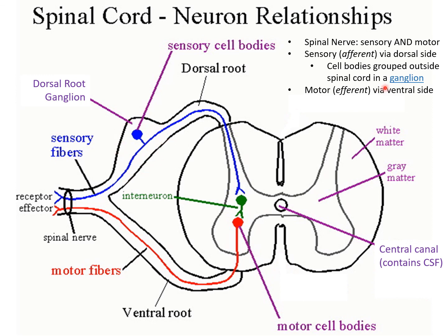A ganglion is cell bodies grouped outside the spinal cord or outside the central nervous system. So here is a dorsal root ganglion. This little bump is only present on the dorsal side. Right, knowing these structures is going to be important for both the lecture and the lab.